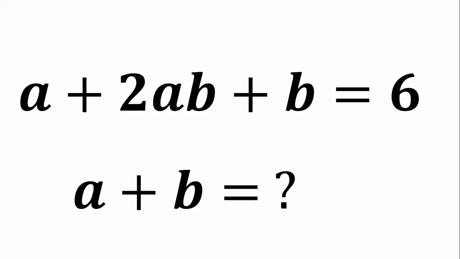This video is all about finding the value of a plus b when a plus 2ab plus b is equal to 6. Now let's solve that particular problem. We have a plus 2ab plus b equal to 6. Now let's multiply both sides by 2.